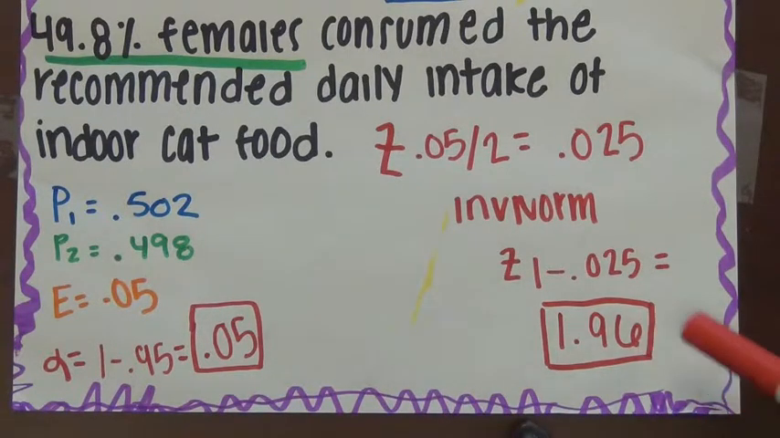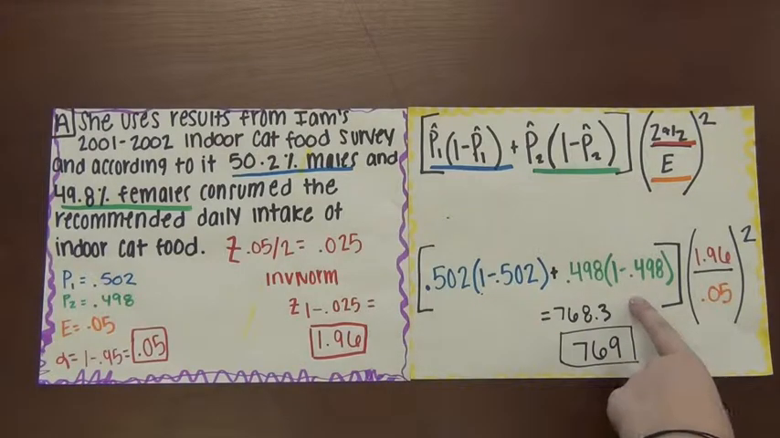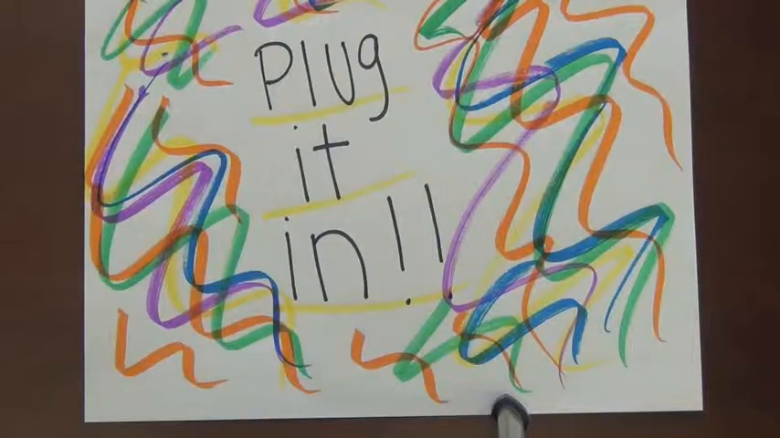And when you click enter, you'll be getting 1.96. I did my first P right there, my second P right there, my Z sub alpha divided by 2, and my margin of error. So now that we've found all the parts to our equation, let's plug it in.